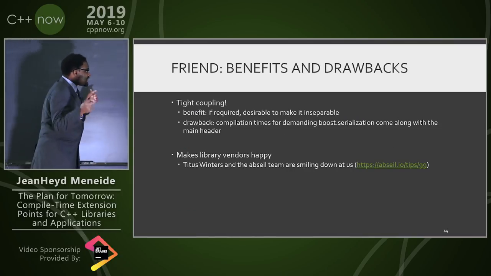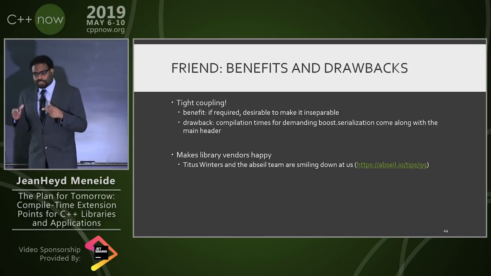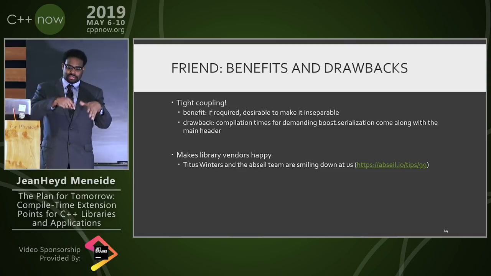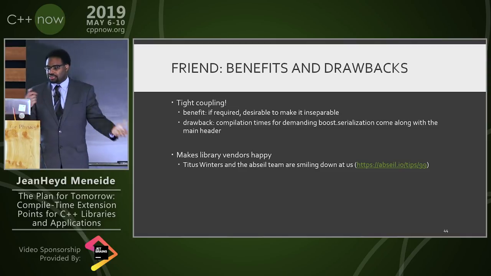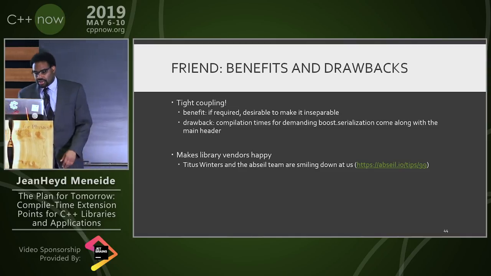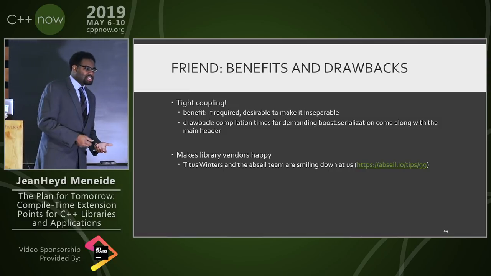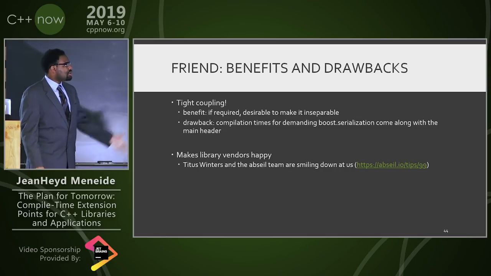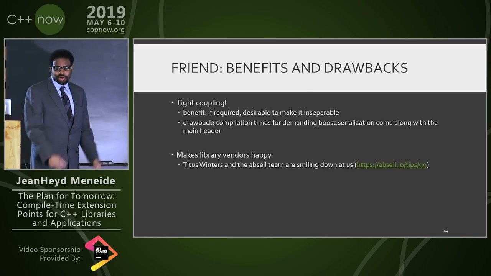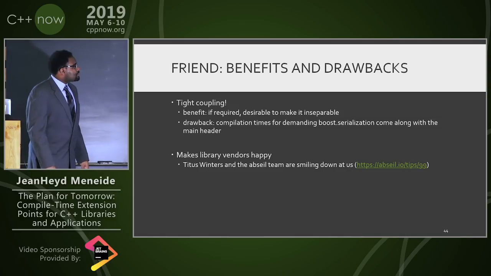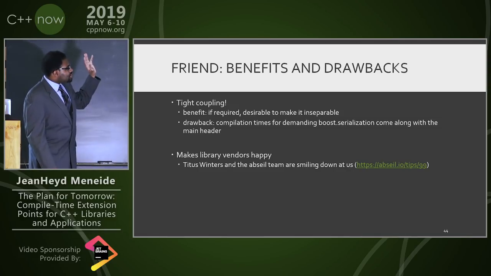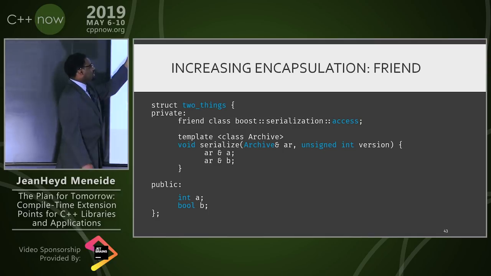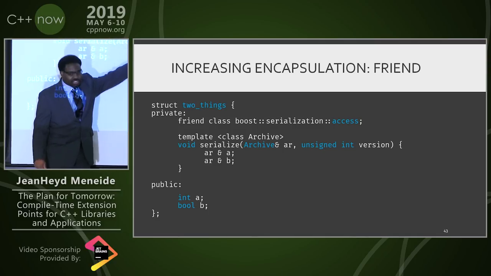The idea here is that there's a type coupling. It's a benefit if it's required, because now you can't forget. It also makes it hard for you to separate it out and do something bad with it. The drawback is that if the compilation of boost serialization is terrible for your general project, well, now you've just dragged that into a header and it has to be part of the build. And so that's the drawback there. Now in this case you're sort of lucky in that I believe there's a forward declaration of boost serialization access that you can use.